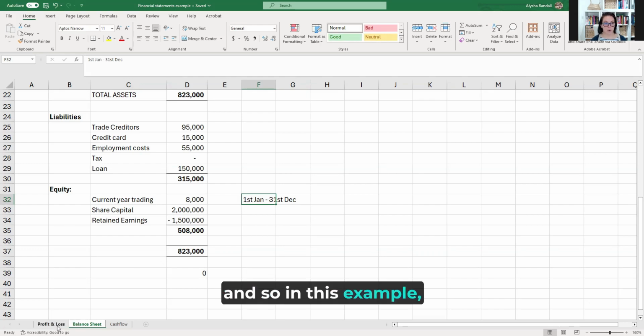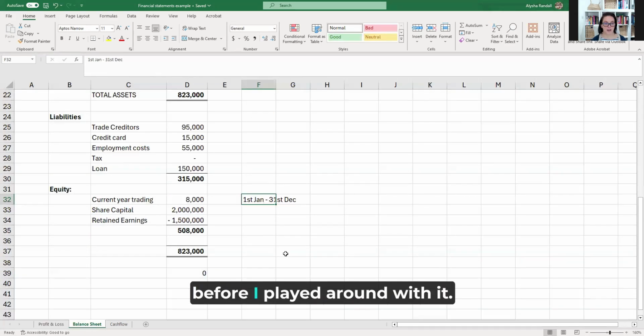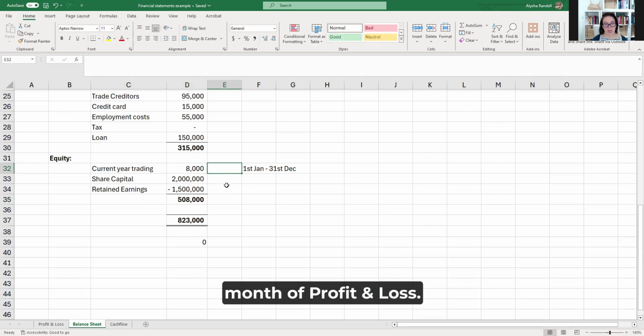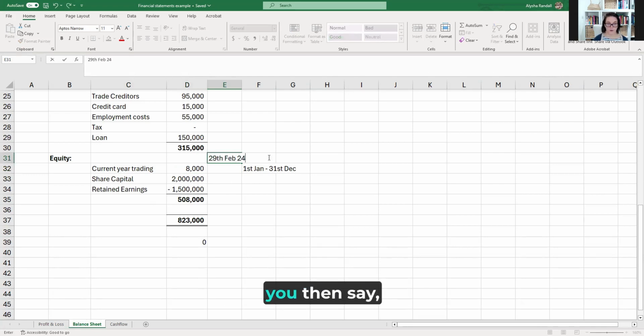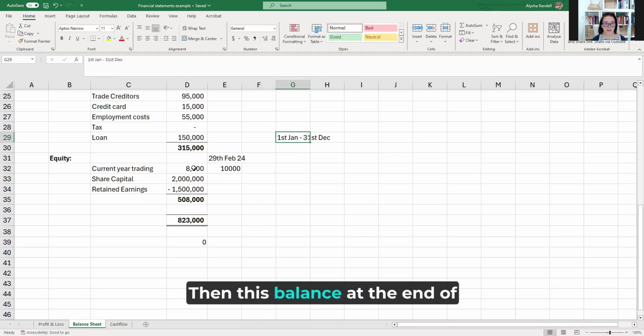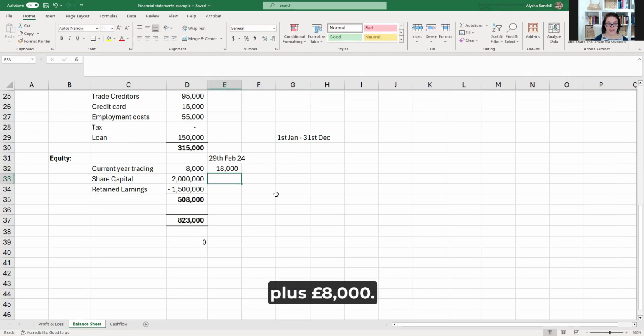So in this example, we have a profit and loss just for January 24, which was 8,000 before I played around with it. This is a P&L for January, so this would be just one month of profit or loss. Then say on the 29th of Feb 24, you did a £10,000 profit. Then at the end of February in your balance sheet, you would have £10,000 plus 8,000.